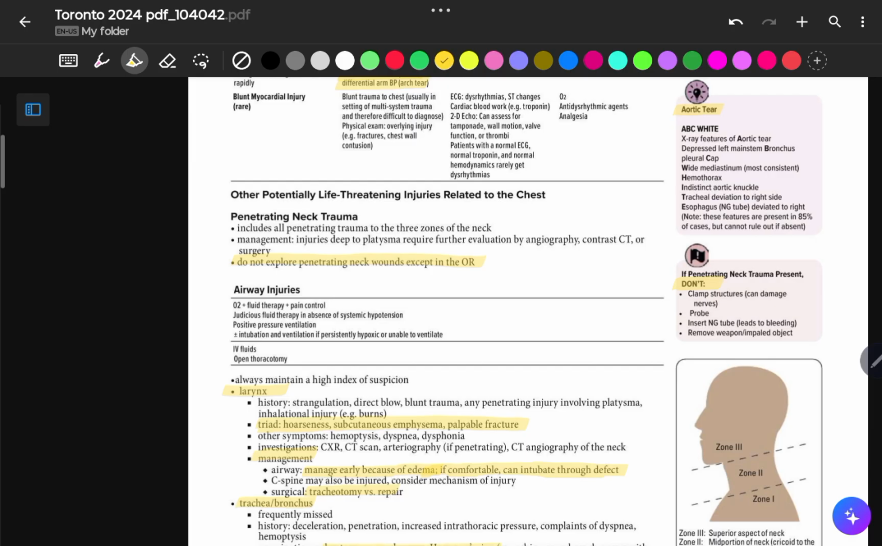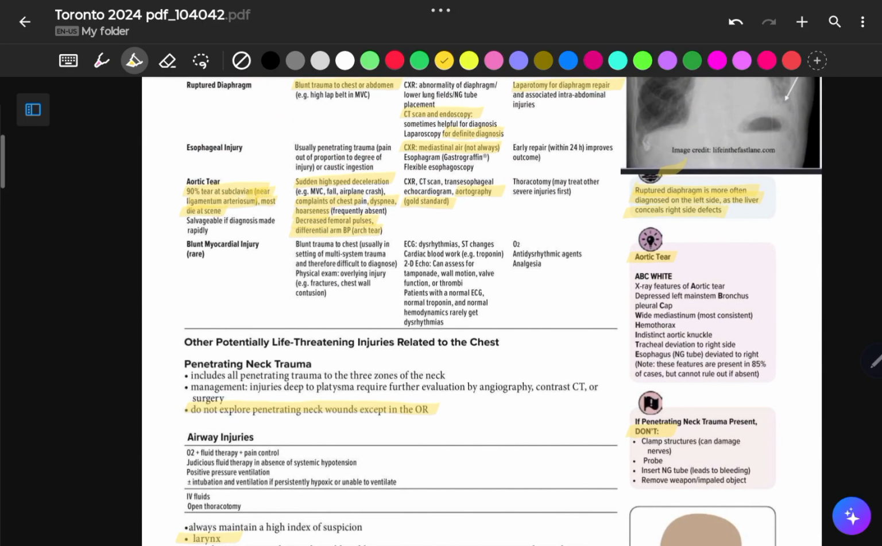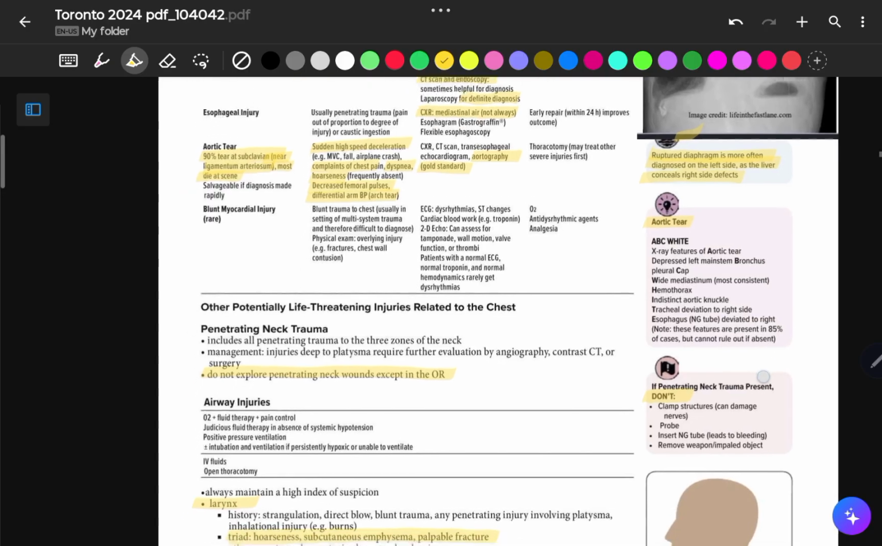So for an aortic tear, what are you going to see? You have the ABCs of X-ray features of an aortic tear. You're going to have a depressed left main stem, so the main stem bronchus will be depressed on the left side. You have a pleural cap. You have a wide mediastinum, which is the most consistent sign. You're going to have hemothorax, an indistinct aortic notch, tracheal deviation to the right, and the esophagus deviated to the right as well.